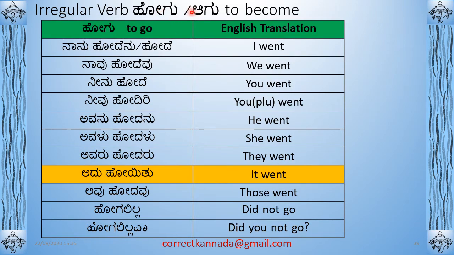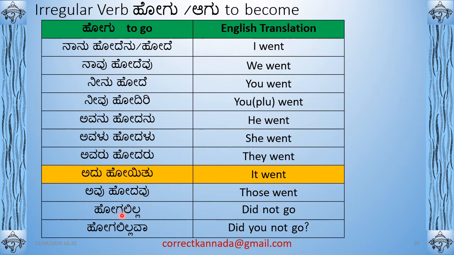Then hogu and agu. Hogu means go, agu means to become. Both have the same formula. So hogu will become hoda. So hodenu, right? We saw that the relative participle was hoda. So hodenu, hode. Nanu hodenu, nanu hode. Navu hodevu. Neenu hode. Neevu hodiri. Avanu hodanu. Or you can say avanu hoda. Avalu hodalu. Avaru hodaru. Adu hoitu. It's different. That's why I've highlighted.